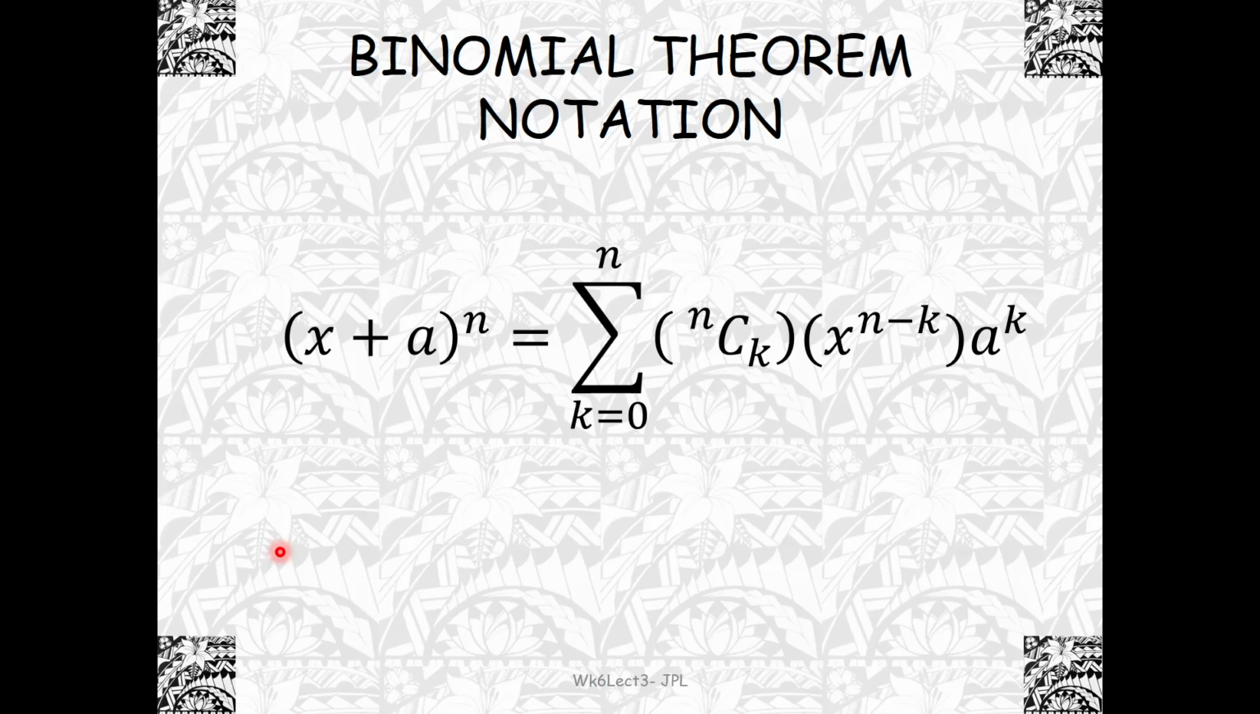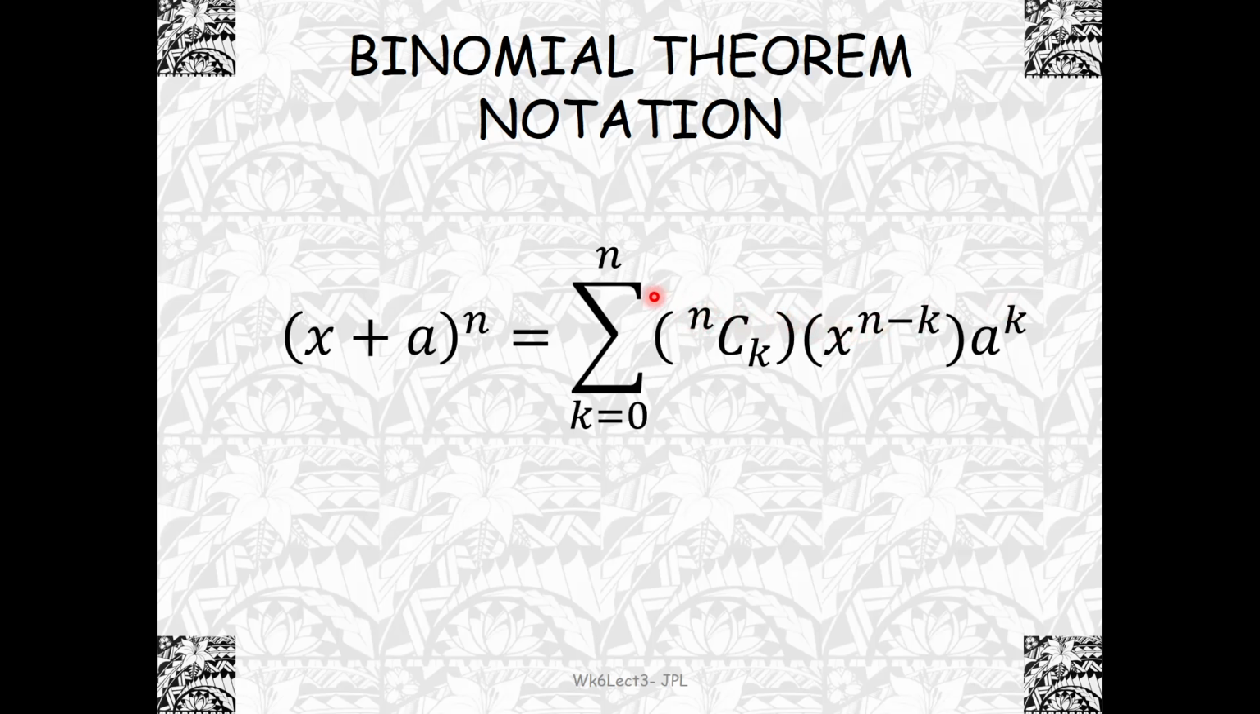Okay, so here's the formula. If you are given a binomial x plus a to the power of n, where x represents any number, a is any number, and n is any number as well. The formula is a summation from k equals 0 to n of n c k, which we already know is combination, multiplied by x to the power of n minus k and a to the power of k.